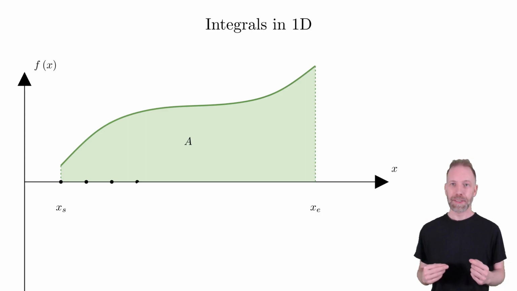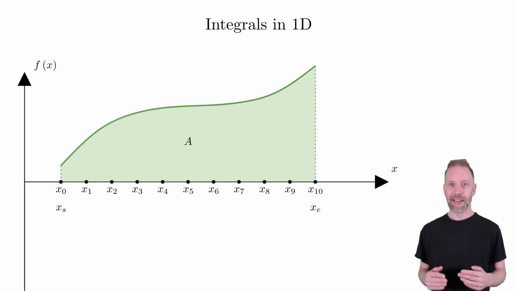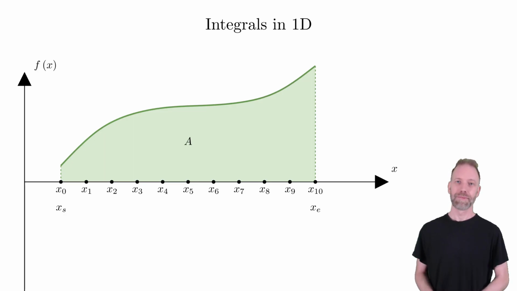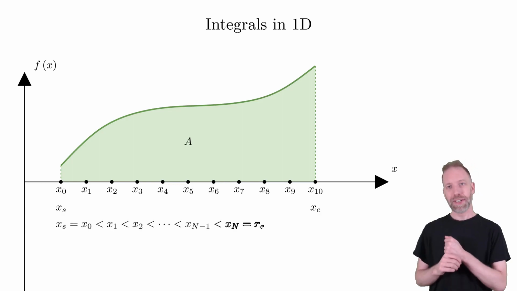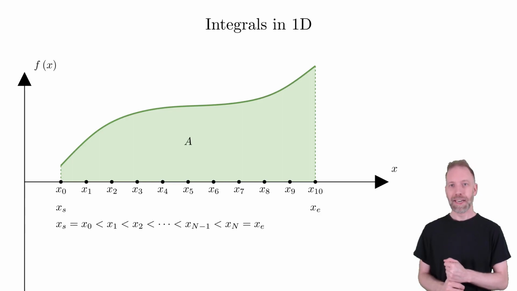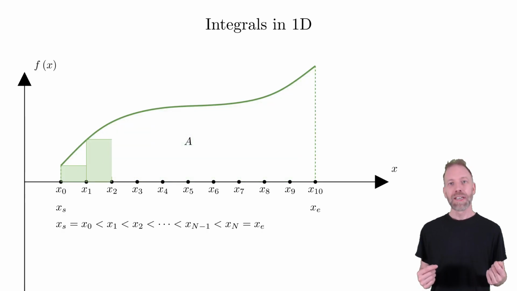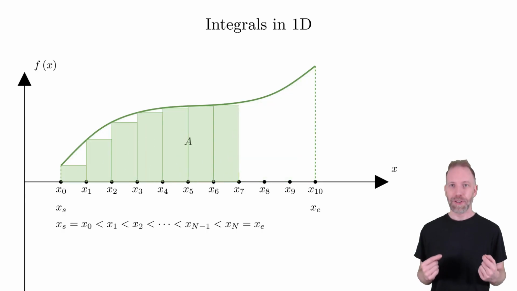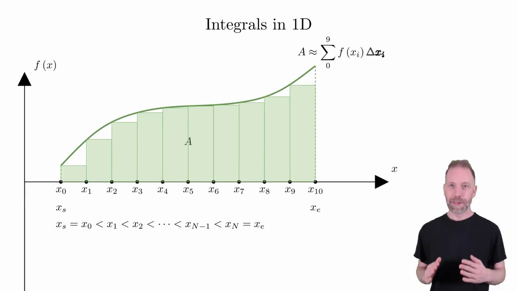One way to approximate the area is to divide the x-axis into smaller segments. Define the sequence x0 to x10 along the x-axis, where xs is x0 and xe is x10. The sequence should be strictly increasing. Here I have called the finite element xn. Now, we can create rectangles between the points in the sequence, and claim that the area can be approximated by the sum of these rectangles.